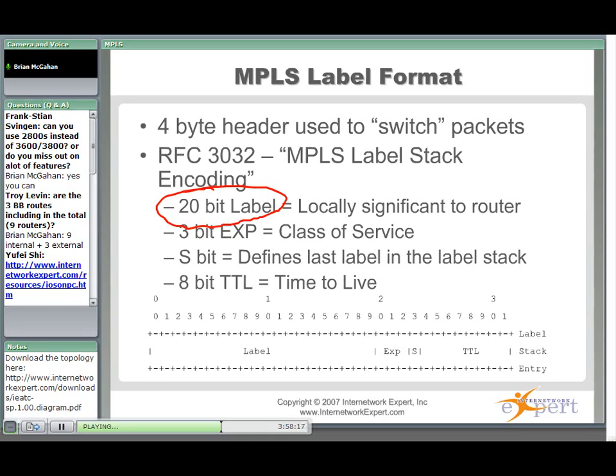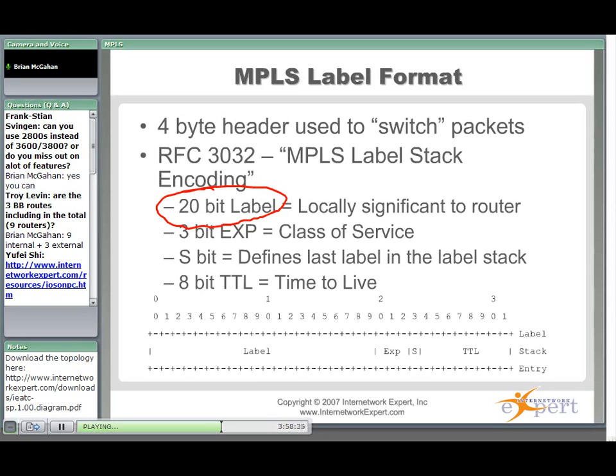Okay, now the actual header inside MPLS is going to be made up of 4 different fields. The main one that we're going to be looking at is going to be the label. Okay, so the label is going to determine, when the packet comes in, what interface it's going to go out and what outgoing label it's going to have.